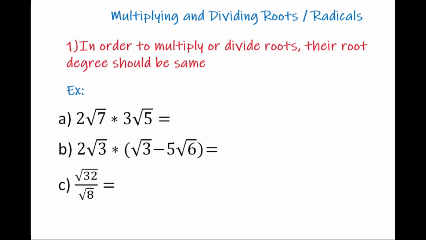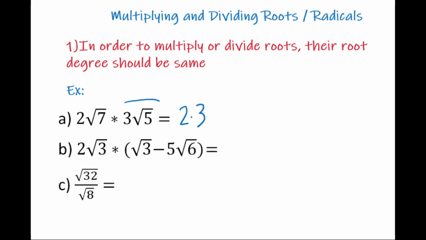For example, if you look at example A, we have 2 square root of 7. The root degree of square root of 7 is 2, of course. And the root degree of the second term, which is 3 square root of 5, is 2 also, because they have common root degrees, which is 2, so we can multiply them. How are we going to multiply them? Well, we need to multiply 2 by 3.